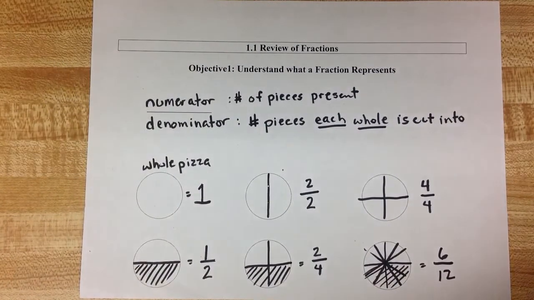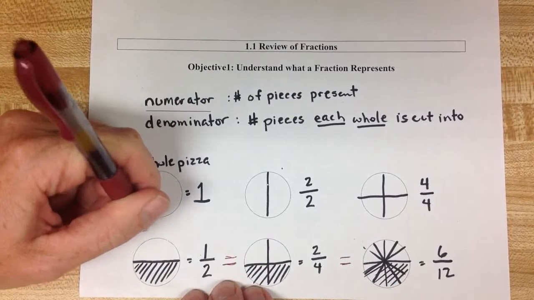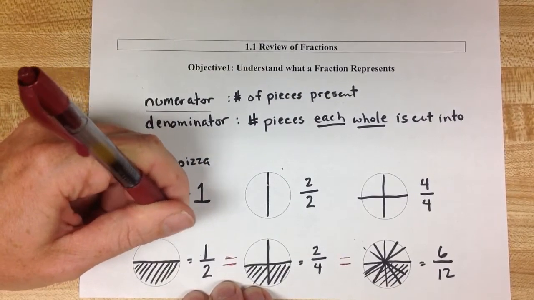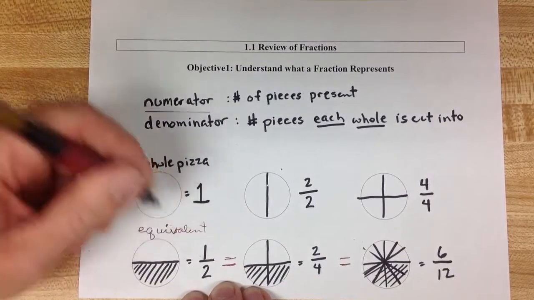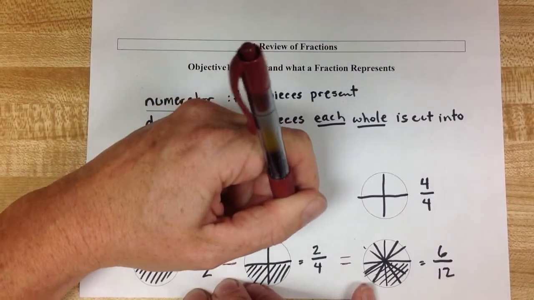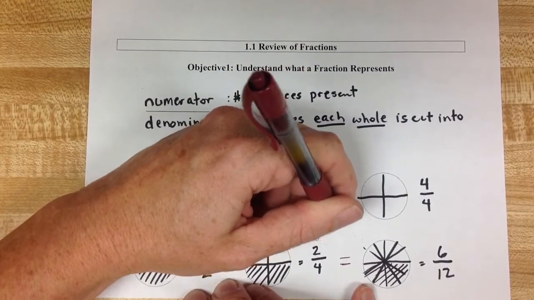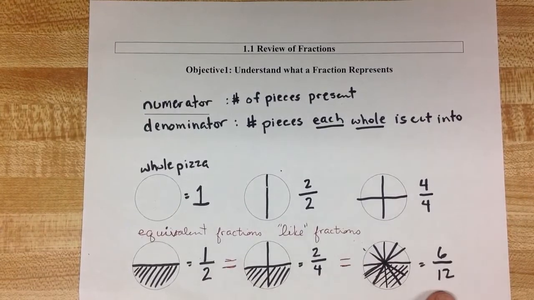So we have a couple more vocabulary words that go with this. We call these fractions equivalent. I can't spell equivalent, there we go, equivalent fractions, or they're also known as like fractions. Because even though the numbers we're using to represent them are different, they all represent the same amount of stuff, the same number, the same amount of pizza.